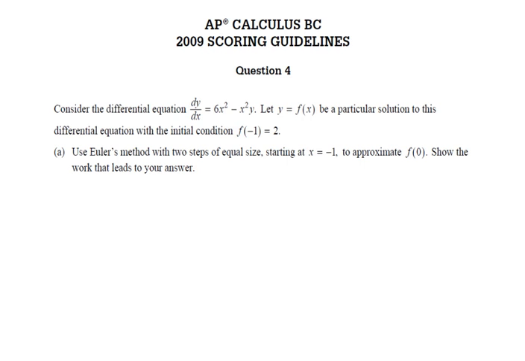And so the first thing we want to do is use Euler's method with two steps of equal size starting at x equals negative 1 to approximate f of 0. And show the work that leads to your answer. So with Euler's method, we're starting out with a point. We have an x and a y. Following this, we have our derivative dy/dx evaluated at that x and y value. And that's our rate of change.